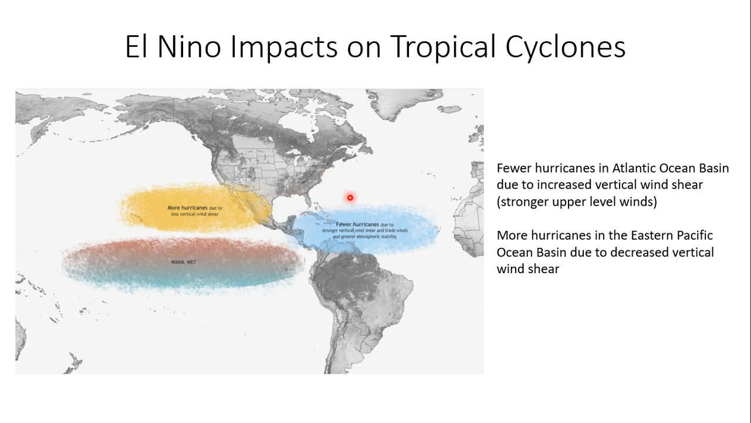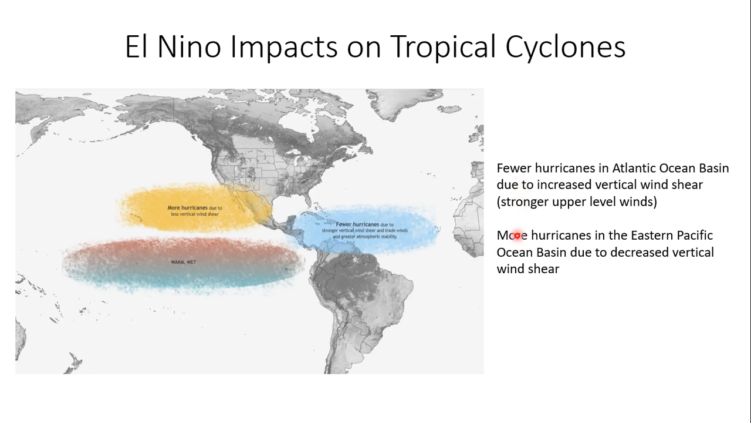So increased wind shear, remember, is not favorable for tropical cyclones to develop at all. So you generally tend to get fewer hurricanes due to stronger vertical wind shear and stronger than normal trade winds. Greater atmospheric stability during El Nino years out on the Atlantic Ocean side. But on the eastern Pacific side during El Ninos, you tend to get more hurricanes. There tends to be less vertical wind shear in the eastern Pacific during the El Nino years.